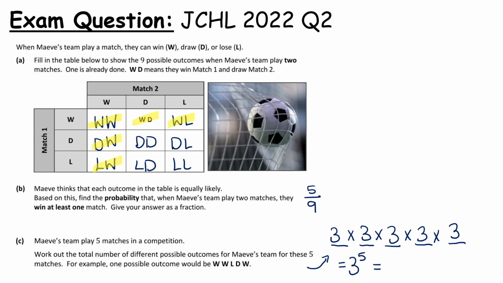So if you think about what this would mean in part A, we have 3 outcomes for match 1, 3 outcomes for match 2. There are 9 in total. That will be 3 by 3. So for us here, there's actually 243 total outcomes if they play 5 matches.